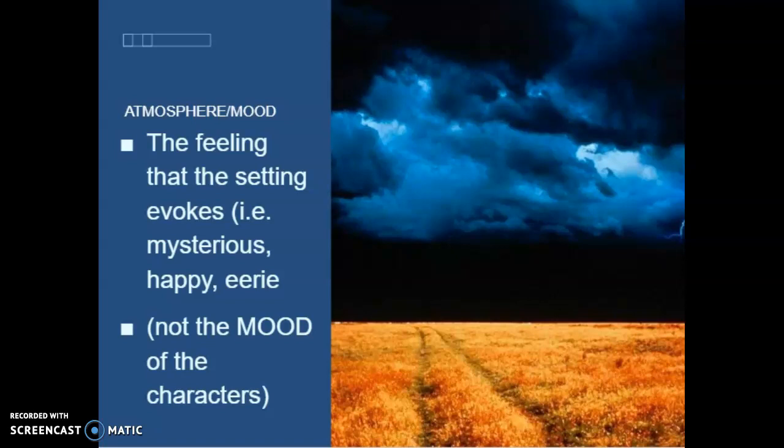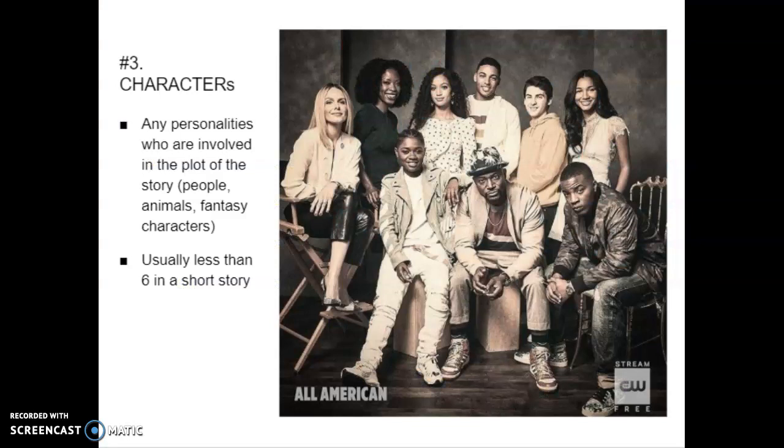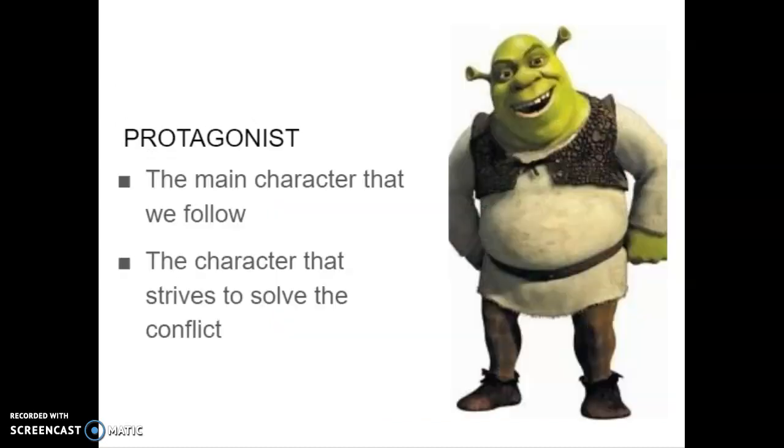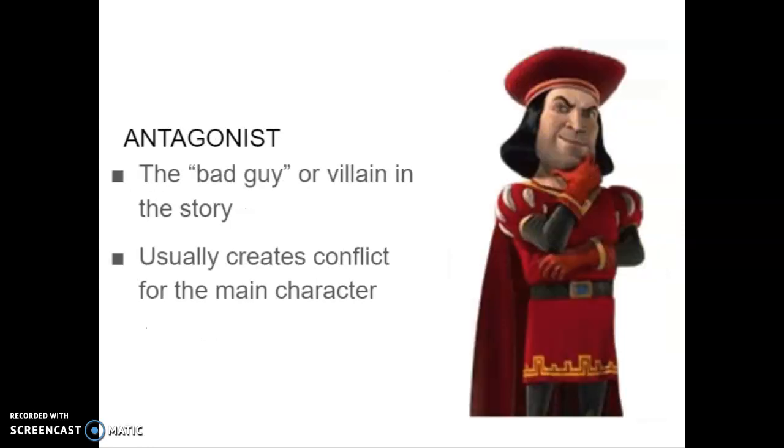It's important to note. Speaking of characters, characters are any personalities who are involved in the plot of the story. They could be people, animals, fantasy characters, anybody. Usually in a short story, we're going to have less than 6. You will generally have a protagonist, that's the main character that we follow, and the character that is tasked with solving the conflict of the story. The antagonist will be the bad guy or villain in the story. The antagonist is the person that creates conflict for the main character.